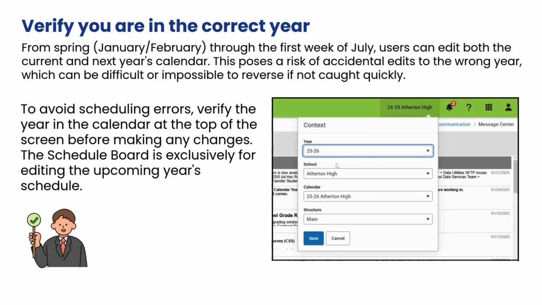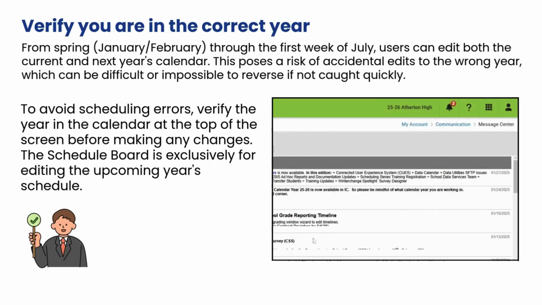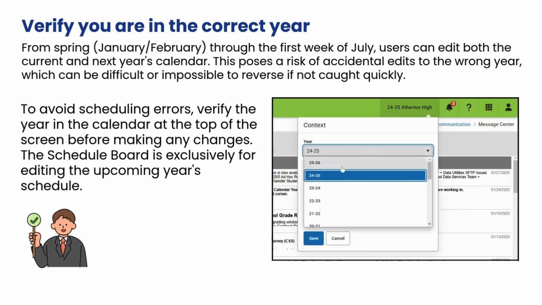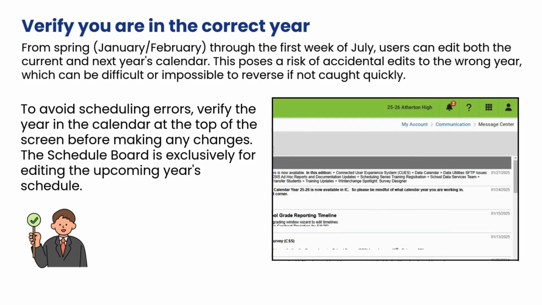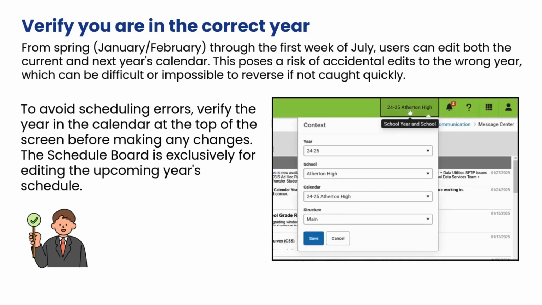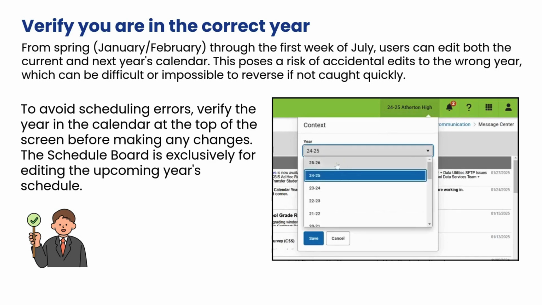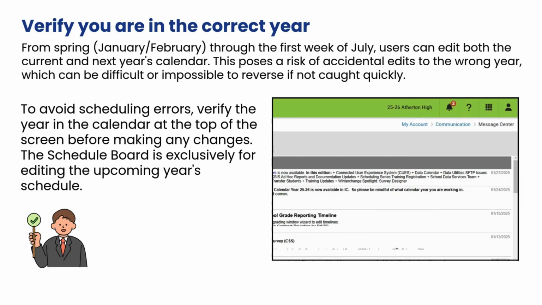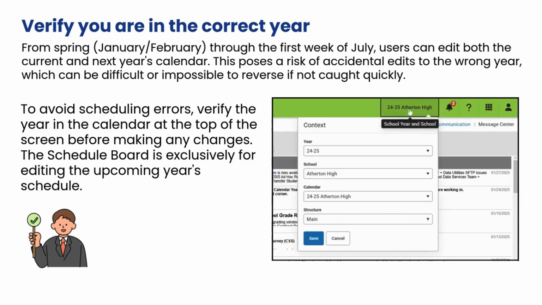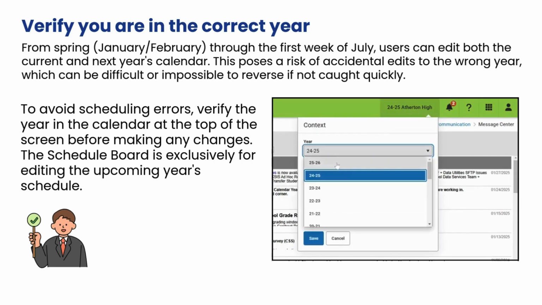Always verify you are in the correct year prior to making any changes. From now until July, when the next year becomes the active year, you will have edit access to both the current year and future year calendar. Always double check your calendar before making any changes to the current year enrollments or next year's schedule board. Only work in the schedule board for the upcoming year and not the current year.